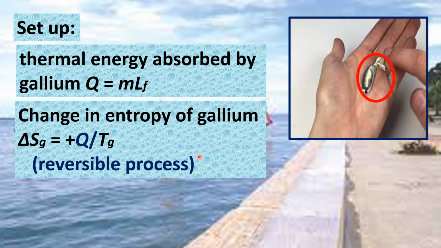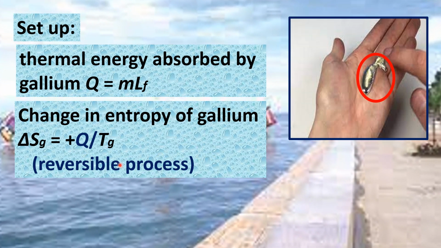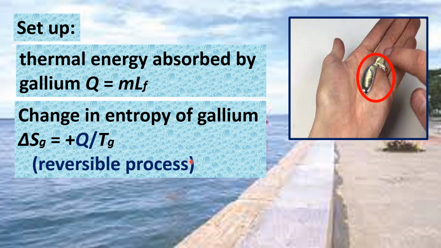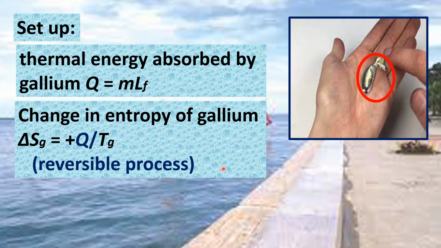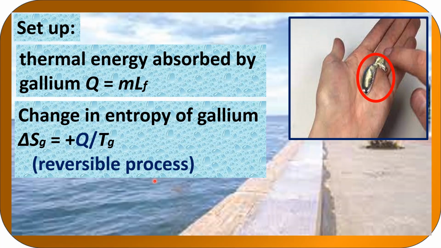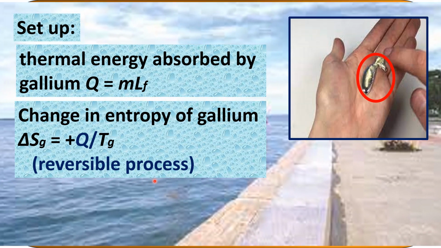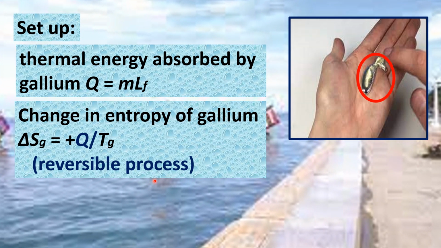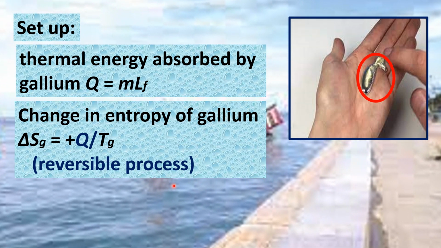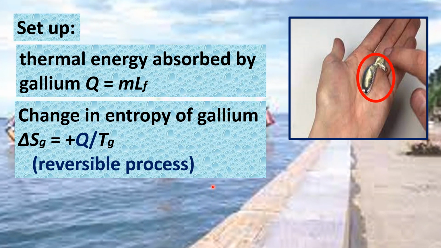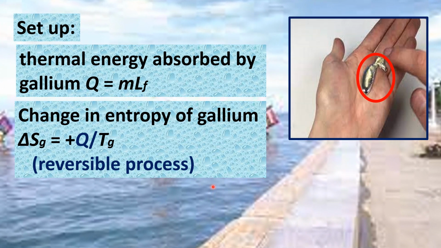Now, this process of melting, at its constant temperature, is considered a reversible thermodynamic process. It is reversible because the metal gallium can return to its initial thermodynamic state by releasing the same amount of energy that it absorbed. Right.